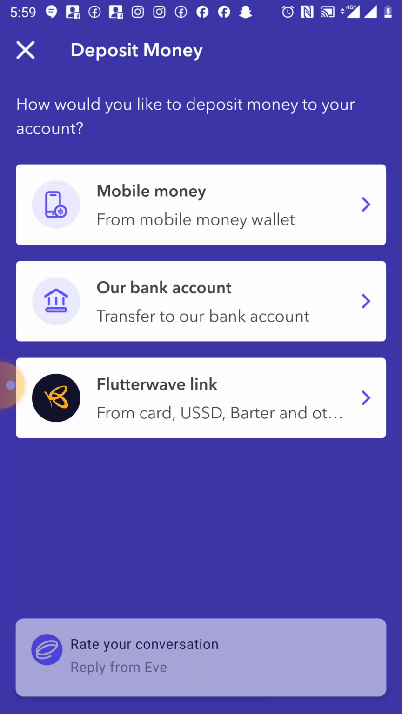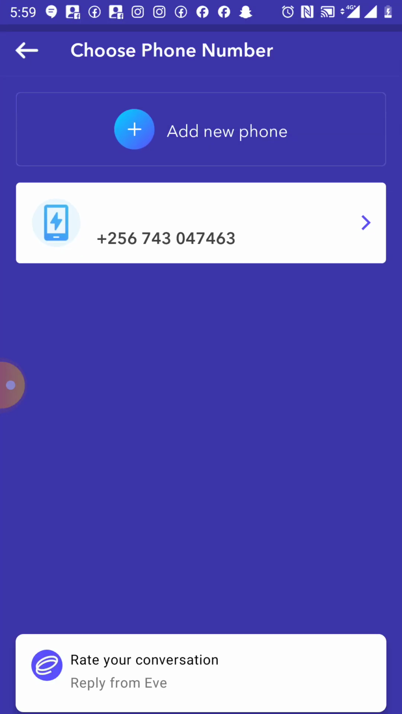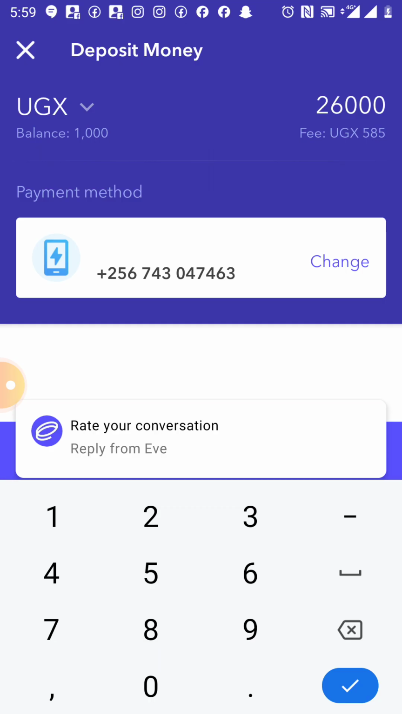So you click Eversend, then you go to mobile money. We assume that you already know how to set it up. If you have another phone number that you want to put, you click add new, but I already have this phone number that I usually use, so I click it. After clicking it, here's where you go.